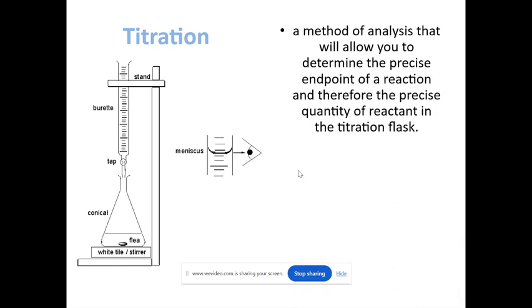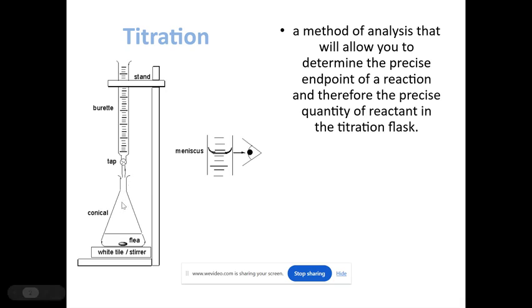Okay. All right, so what is titration? It is a method of analysis that allows you to determine the precise endpoint of a reaction and therefore the precise quantity of reactant in the titration flask. So what that means is we're going to be putting the unknown acid into the flask. We're going to be using sodium hydroxide of a known molarity, so we'll know the concentration. I'll tell you that of the sodium hydroxide, and then we're going to slowly stream in or drip in, depending on where we are in the titration.